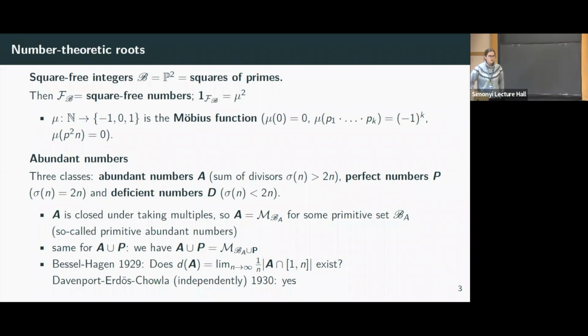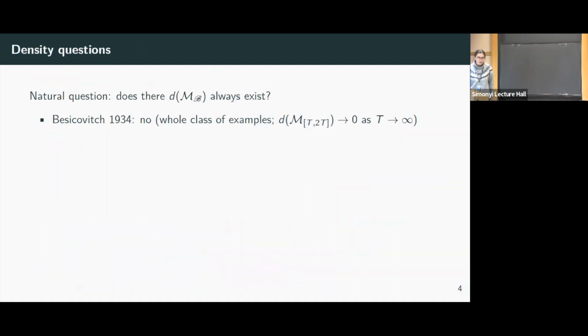One of the first questions in this subject was asked by Wesselhagen in 1929. He wondered whether the density of the set of abundant numbers exists. The answer was yes. This was given independently by three mathematicians a year later. So a natural question occurred: is it true for all sets of multiples? Surprisingly, the answer was no.